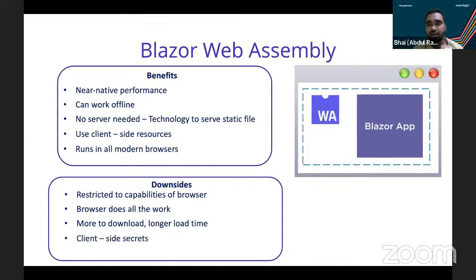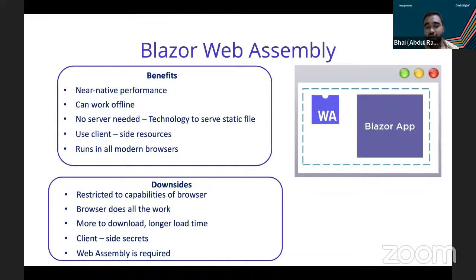And since everything runs in the browser, maintaining client-side secrets will be a difficult thing. Even though we encrypt and use it in the browser, it is still not a safe way. Everything can be exposed or accessed from the browser. And the big drawback is that WebAssembly is required. If any browser is not supporting WebAssembly, then that's it. We cannot run Blazor WebAssembly.